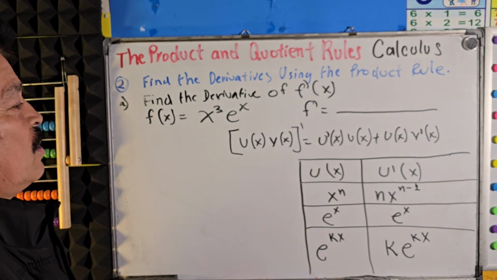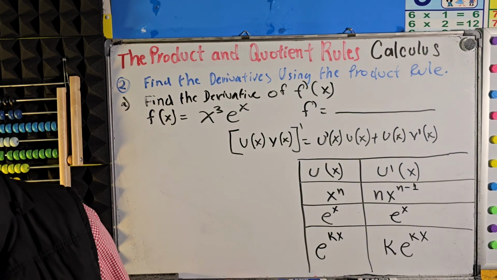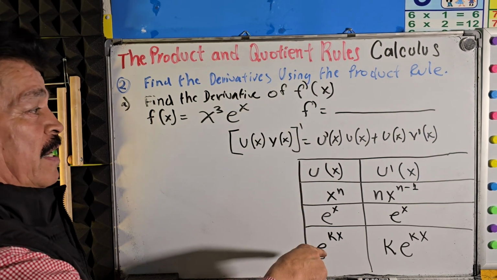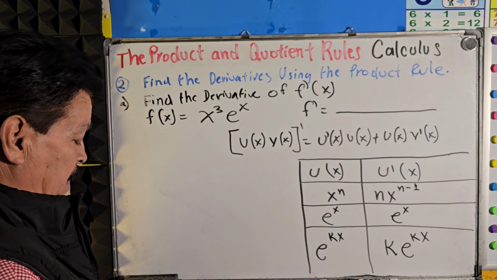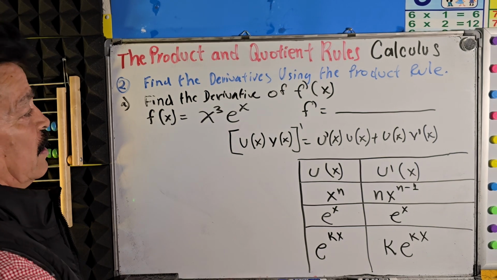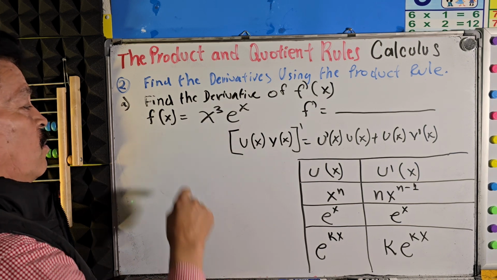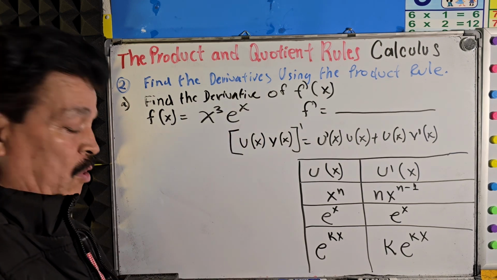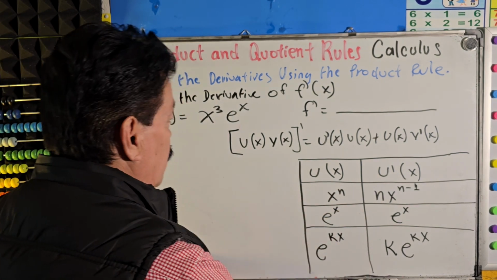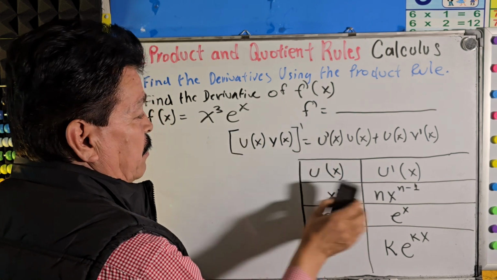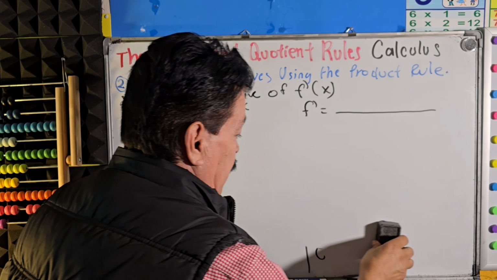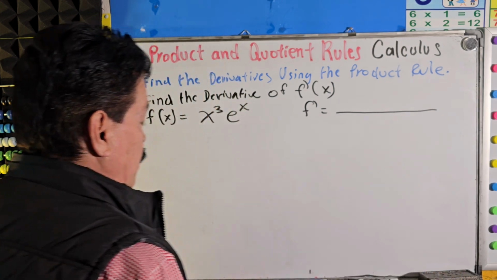Okay, we have to remember this concept. This is the main point for finding the derivative using the product rule. Very important to understand this idea. So in our problem, what is the function? This is the function f of x equals x to the third power e to the x power. We have to divide our problem. I will erase the concept. Keep this idea in your mind because you need to remember this main question.